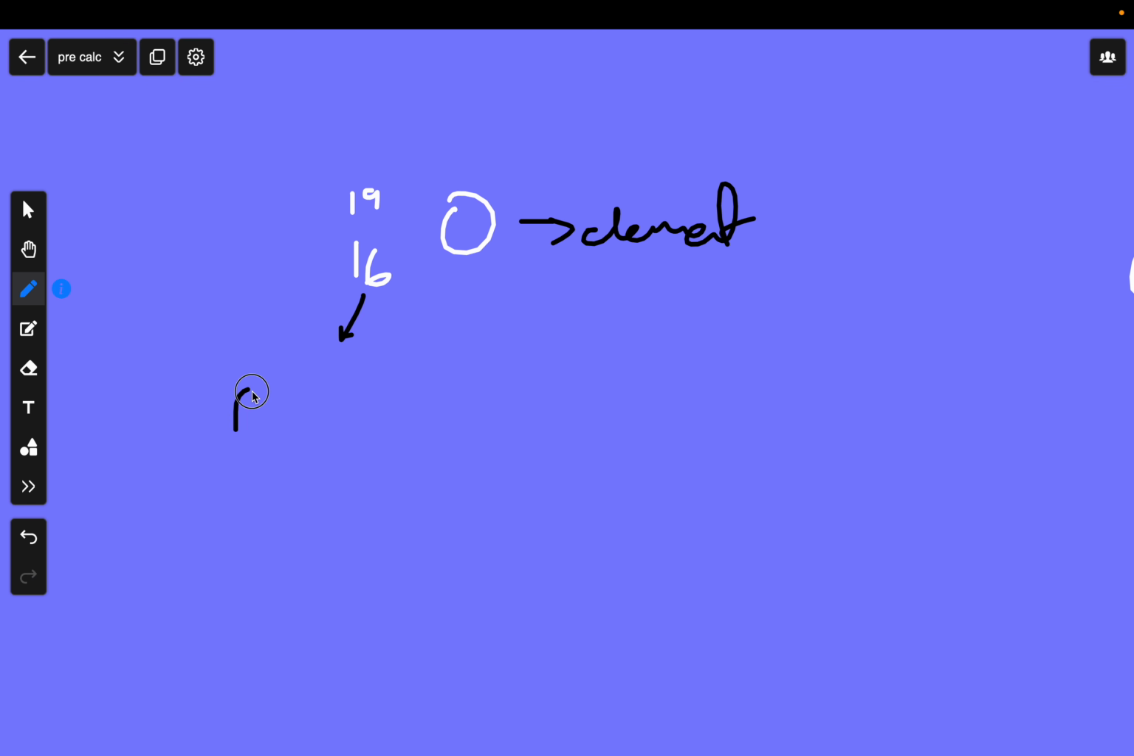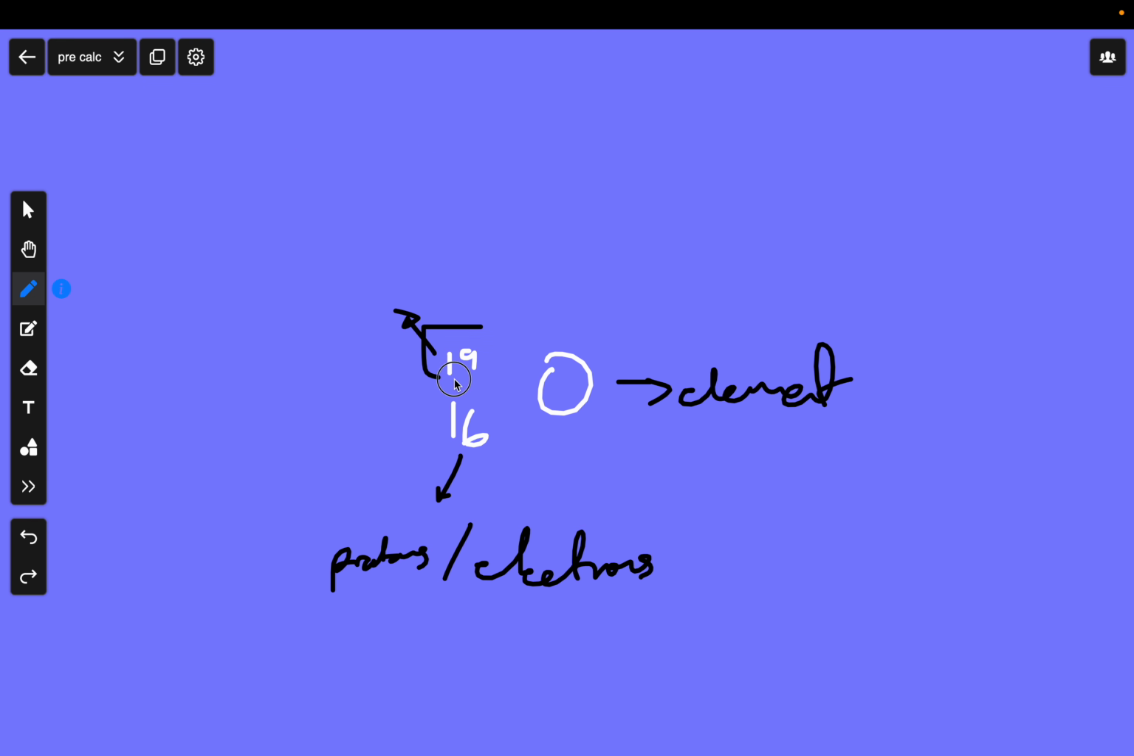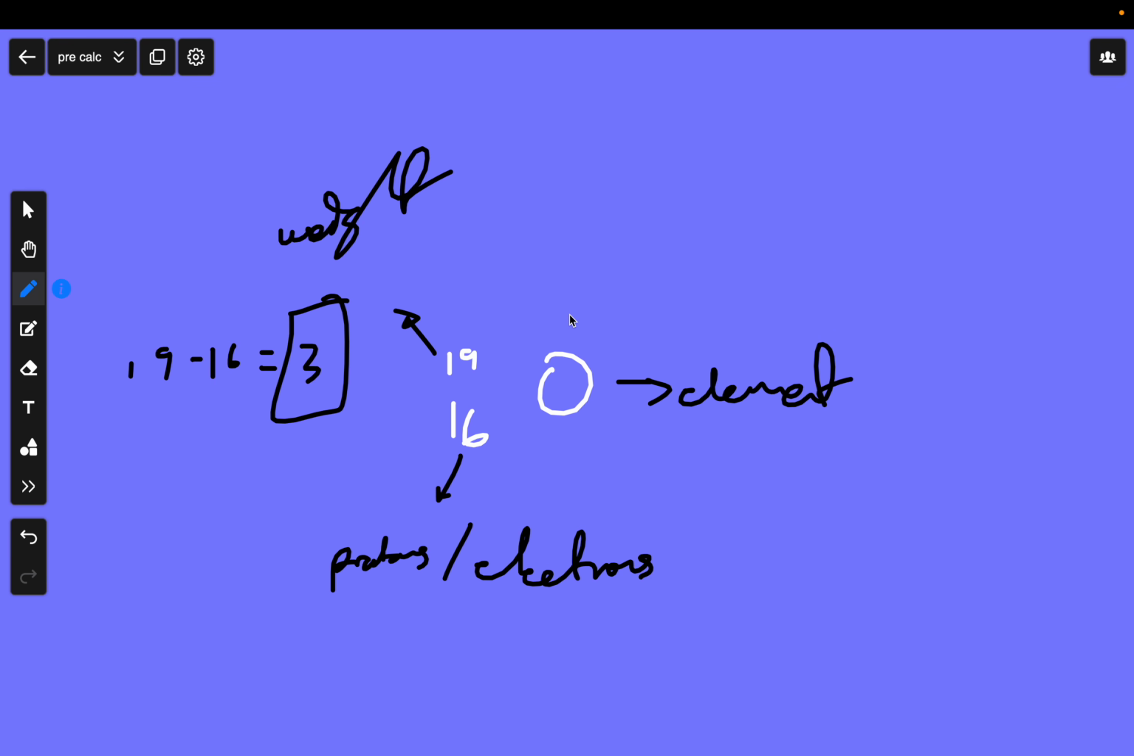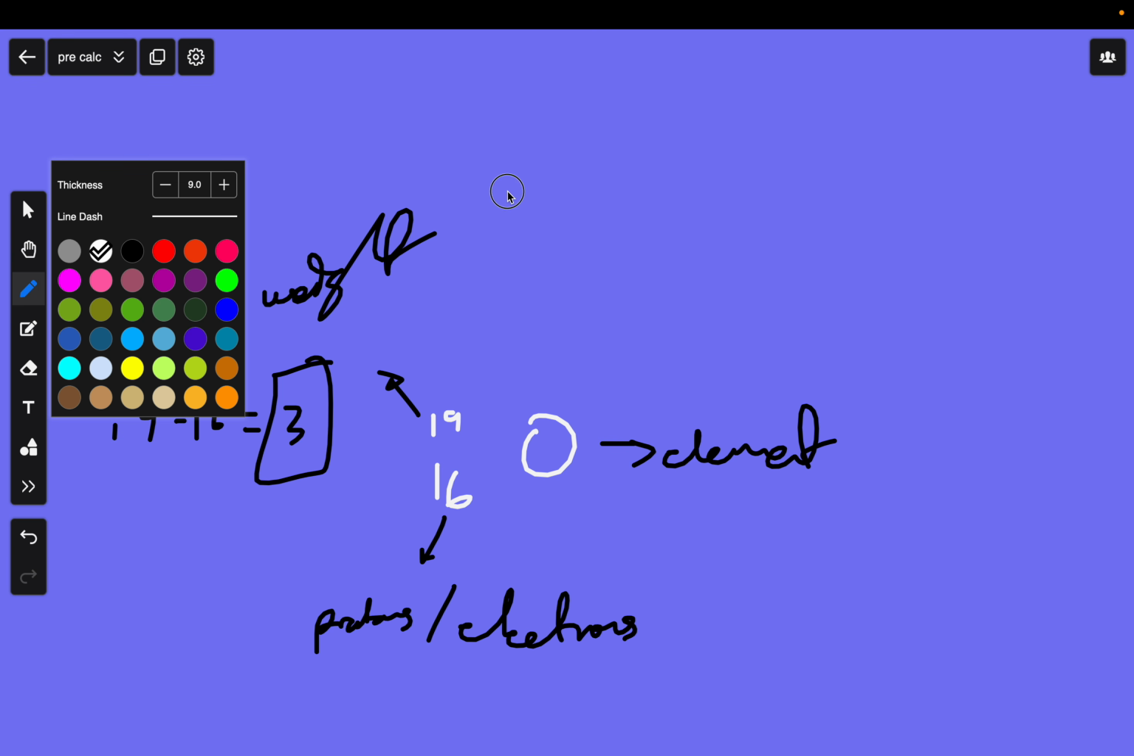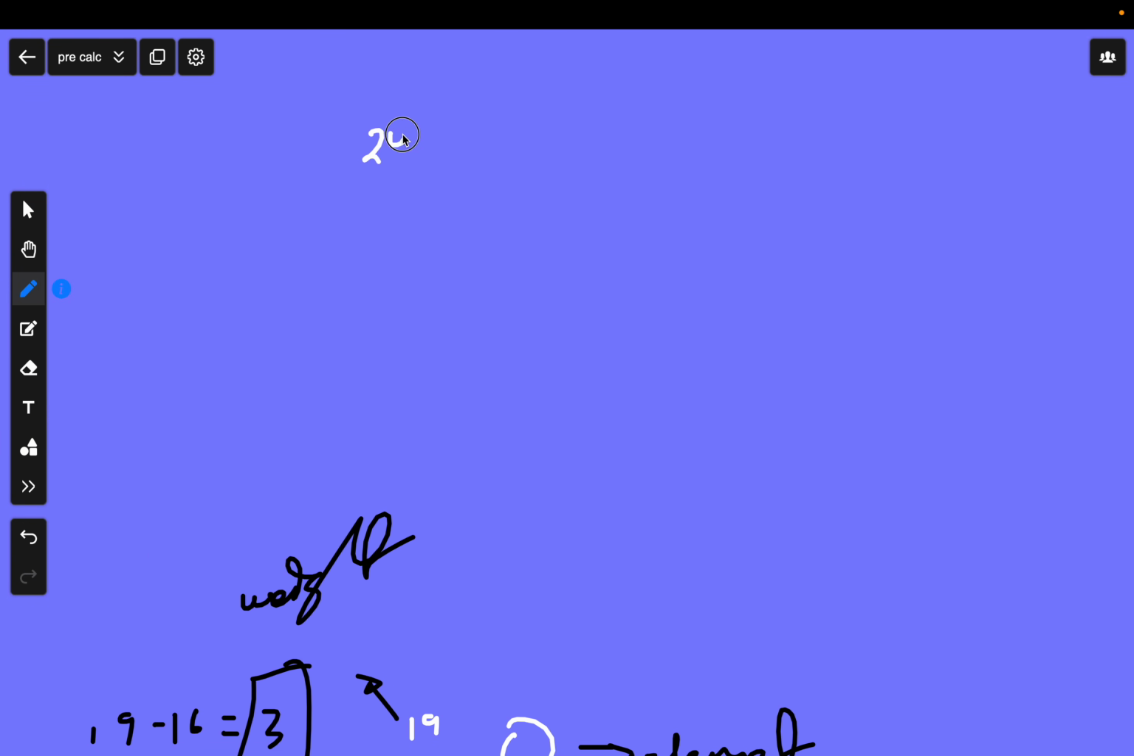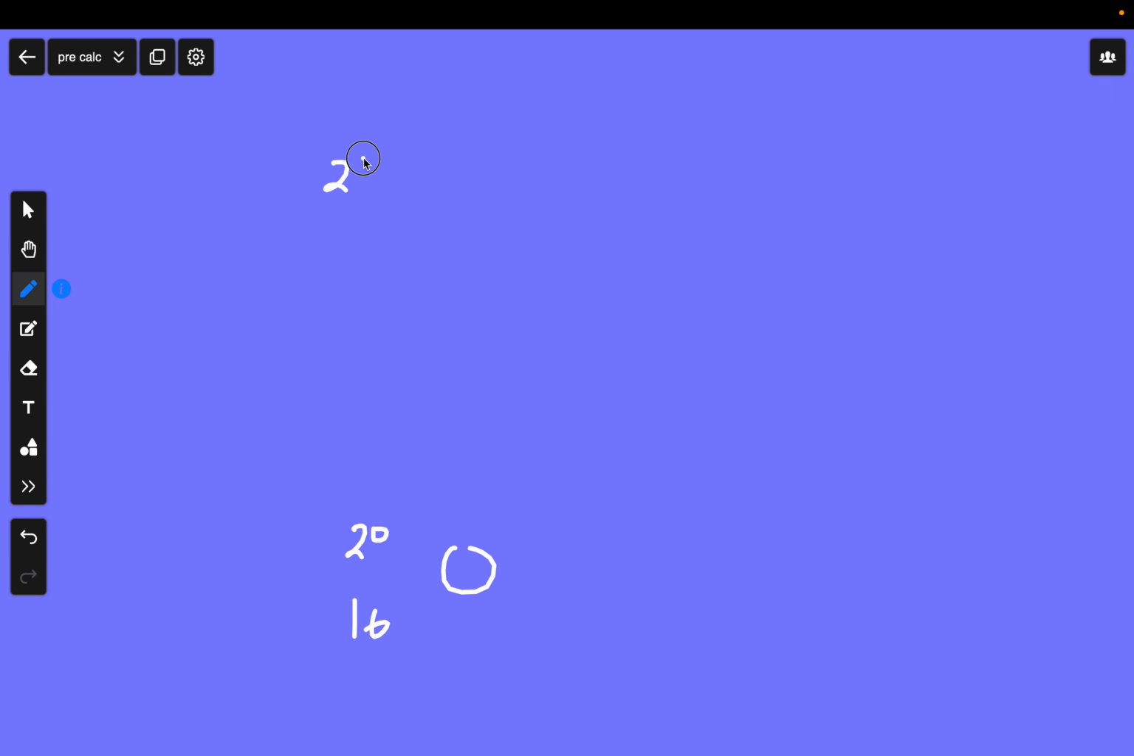This is the number of protons and electrons for our case because this is not ionized. And this is the weight of it. To get the number of neutrons, you would just do 19 minus 16 to get 3 neutrons. Okay, so this is an isotope. I could have something that went like 20, 16 oxygen. I could also have something that went 25, 16 oxygen.